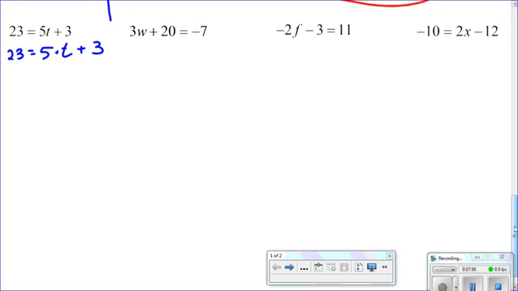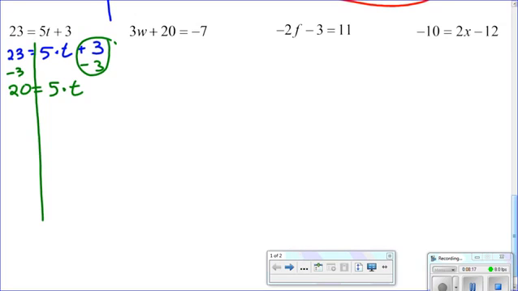I'm going to get rid of any adding or subtracting first. We have plus 3. So again, I'm going to minus 3 just once on each side of my equal signs. So on the left-hand side, 23 take away 3 leaves me with 20. On the right-hand side, 5 times t plus 0 is just 5 times t. To get rid of times by 5, I'm going to do the opposite. We're going to divide by 5.